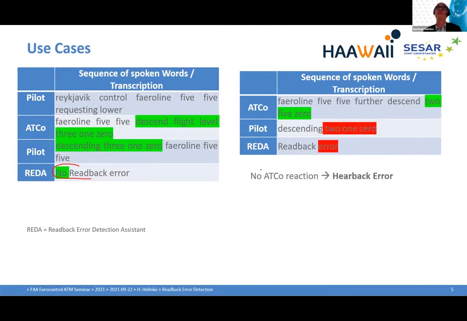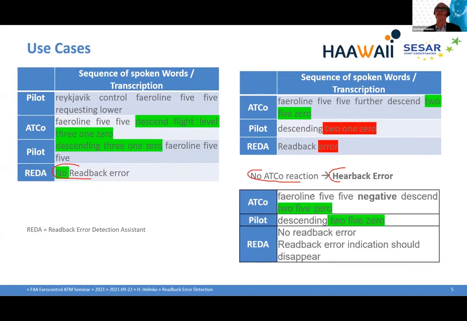If there is no reaction of the ATCO to this readback error, then we call this a hearback error. But if the ATCO reacts, maybe with a negative and then repeating descending 250, then we have no hearback error. It's just a correction, and we hope that the pilot this time correctly repeats the right altitude, and then we expect that the readback error indication disappears.